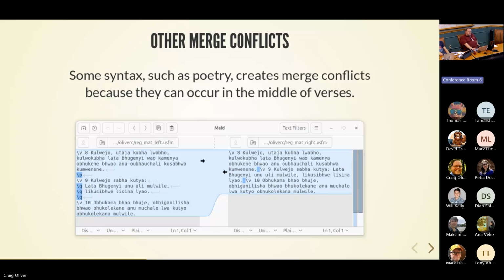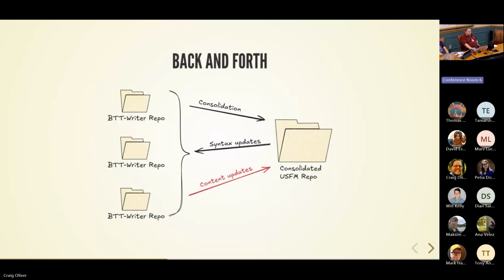And so we have this kind of back and forth relationship between the BTT Writer repos and the consolidated USFM repo that the publication team uses. Right now those are generally just manual. There's not much of a process in place. Ruben's been working on a way to automate the consolidation side of it, that first arrow there, where we take a bunch of BTT Writer repos and squash them together into a single consolidated repo.